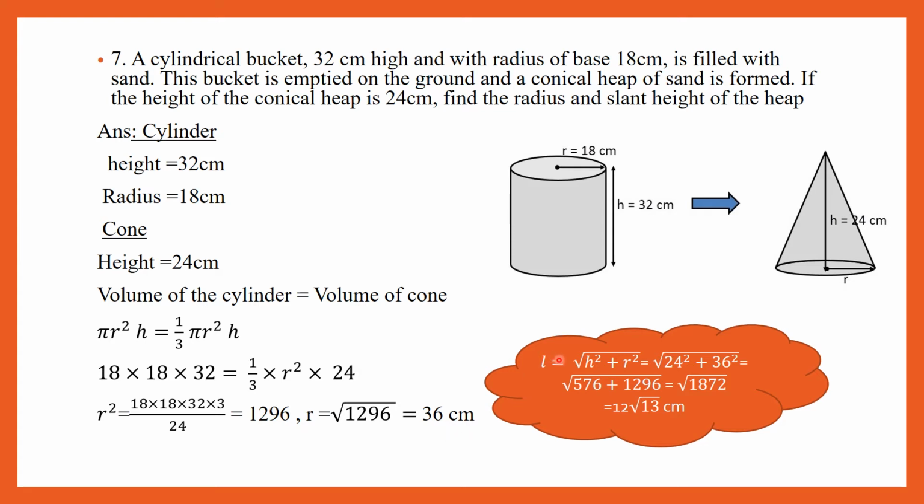To find the slant height of the heap, we can see it is root of h square plus r square, equal to square root of 24 square plus 36 square, equal to square root of 576 plus 1296, equal to square root of 1872, which equals 12 root 13 centimeter.